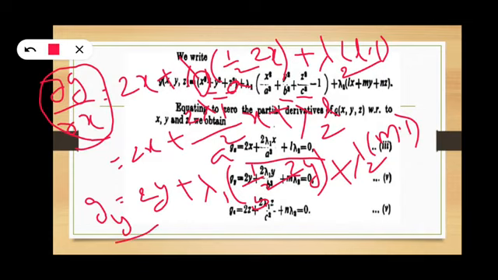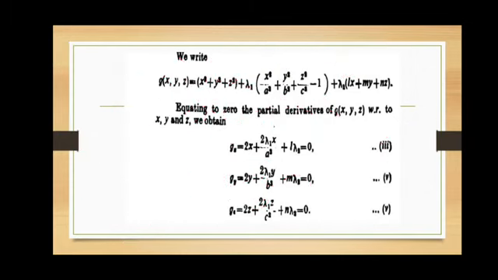So what we get here: gy is equal to 2y plus 2 lambda 1 by b square into y plus m lambda 2 is equal to 0. Similarly, if we do the partial differentiation with respect to z, then that will be 2z plus 2 lambda 1 z by c square plus n lambda 2 is equal to 0. These are the partial derivatives of g with respect to x, y and z.